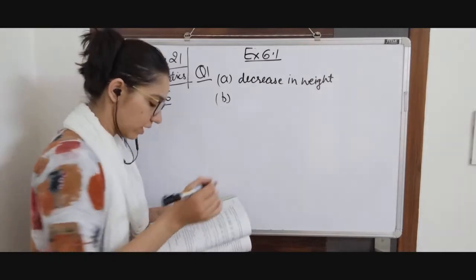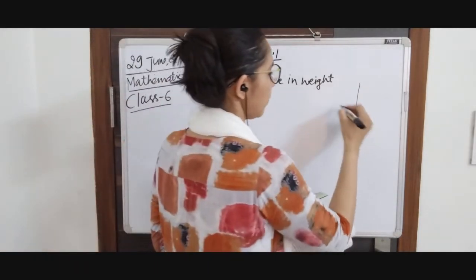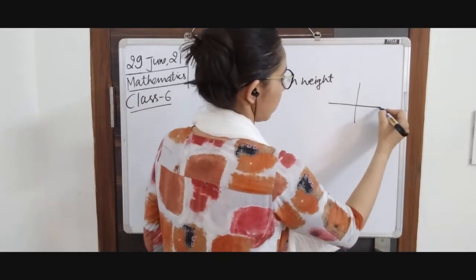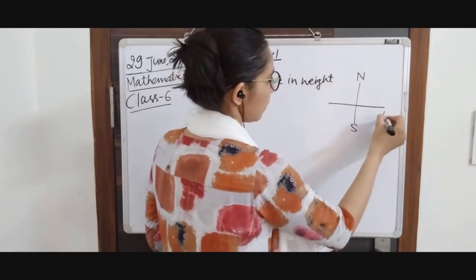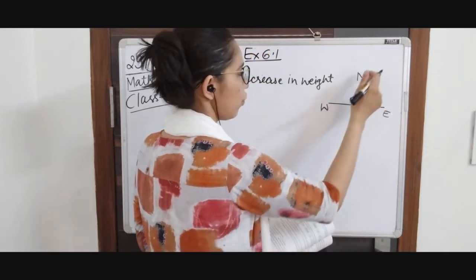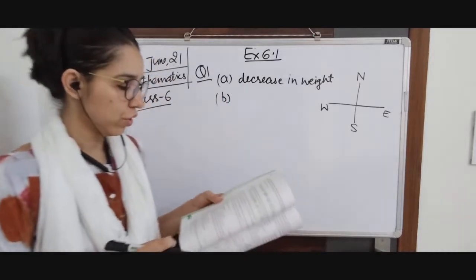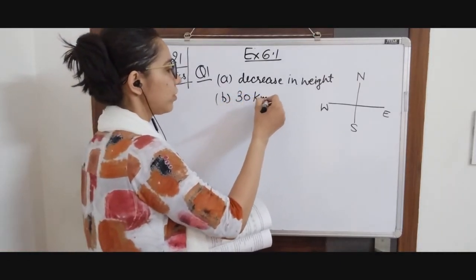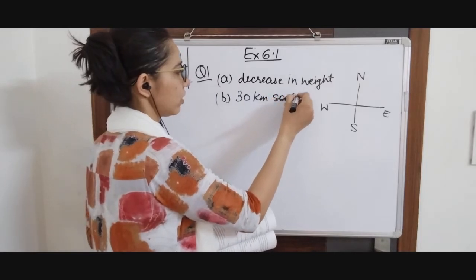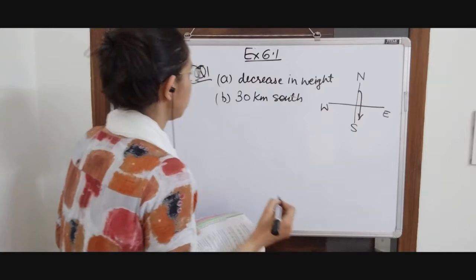Now second sentence is 30 kilometer north. If you remember your direction graph, it was north, south, east and west. So the opposite direction of north is going to be south. So 30 kilometer north, opposite will be 30 kilometer south.